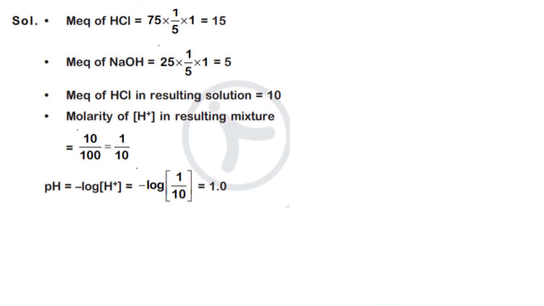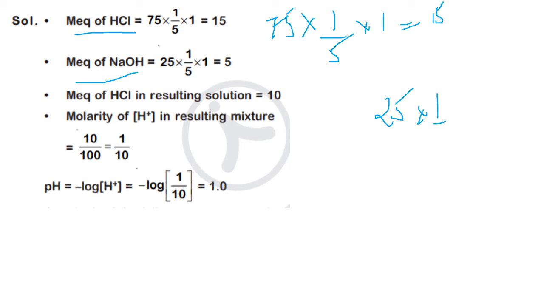So let's take the third one. The milliequivalents of HCl can be calculated by 75 by 5 into 1, that comes out to be 15. And similarly milliequivalents of NaOH can be calculated by 25 into 1 by 5 into 1, that comes out to be 5. And milliequivalents of HCl in the resulting solution is 10.